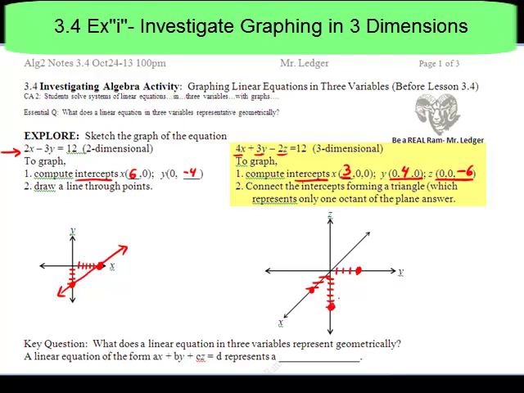And what do we do with the 3 dots? We're going to make a what? It looks like a triangle, but it's actually a what? It goes on forever. So what is it? It goes in 3 dimensions. A plane, you got it. It's actually a plane, but we only see a part of it.